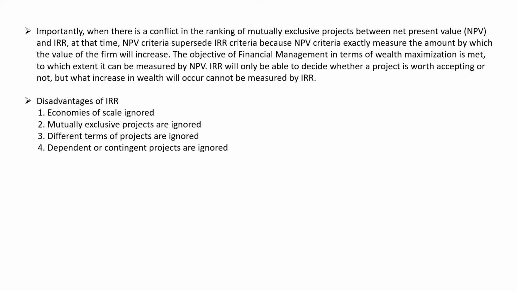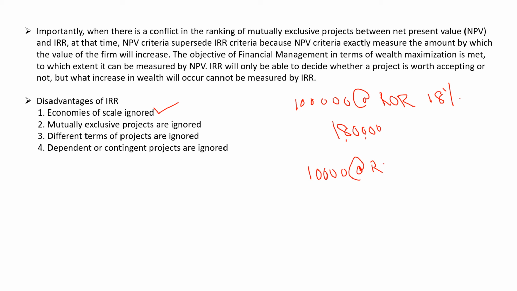Disadvantages of IRR. First one, it says that economies of scale is ignored. Economies of scale means, let us see an example. Say our project value is 1 lakh, and our rate of return is say 18%. So we can say we have a benefit of 1,80,000 from the investment, and we have another project that costs 10,000 and the rate of return is say 50%. We are getting 50% return, and it comes out to be 5,000 the profit.